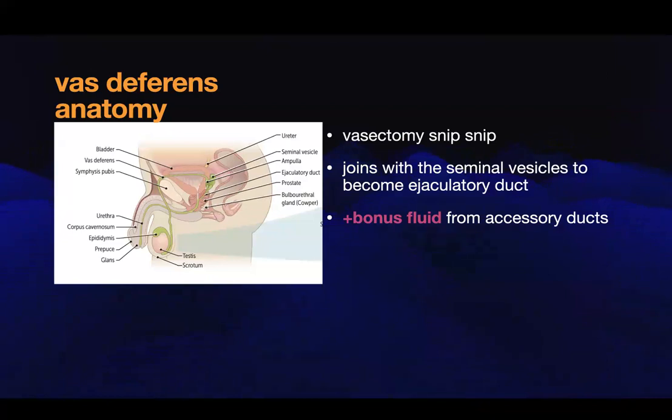There they meet with something called an ejaculatory duct. Remember how I mentioned early on we have these wingman structures? One of these wingman structures is the ejaculatory duct. So they get extra fluid.